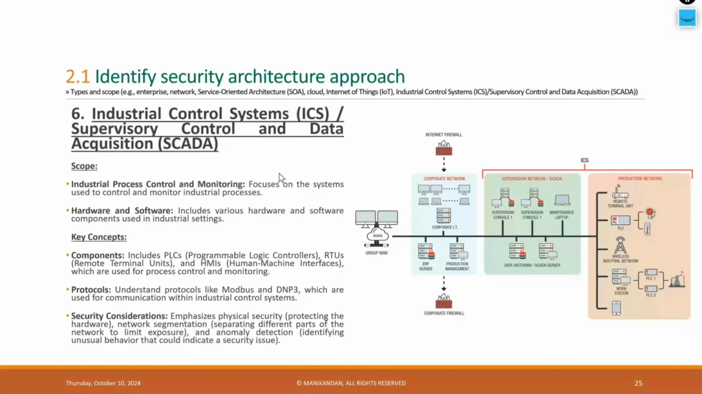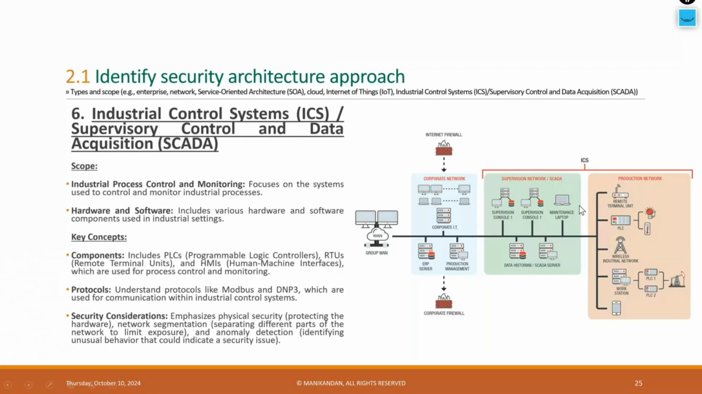Components include your PLCs, programmable logic controllers, remote terminal units, and HMI interfaces, which are used for process control and monitoring. With the help of a PLC, it reports to a centralized server, a centralized console. If you see, we have a supervisor network, SCADA. All your PLCs report to this, and all your industrial equipment is managed from here only.